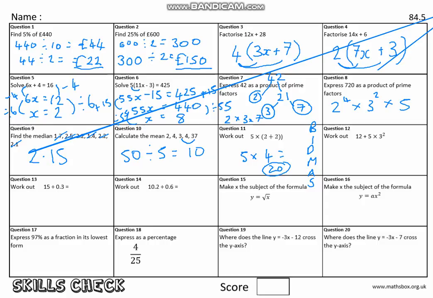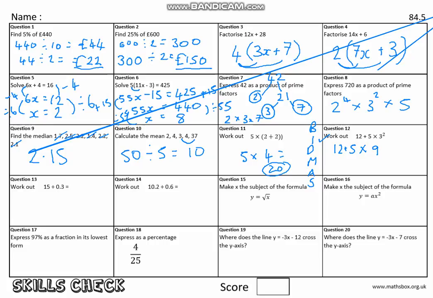So we'll follow BIDMAS again. So B, well we don't have any brackets this time, but we do have some indices, okay? So we're going to do that one first. So 3 squared is 9, so let's write that in and make a new sum. So now we've got 12 plus 5 times 9. So do we have any division? No. Do we have any multiplication? Yes, so we'll do that one first.